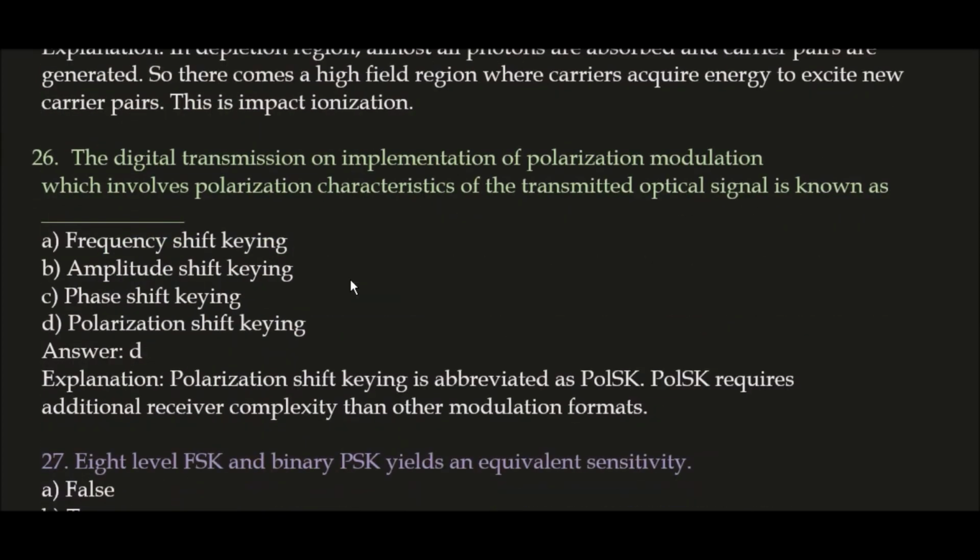Okay. Next question. The digital transmission implementation of polarization modulation, which involves the polarization characteristics of the transmitted optical signal, is known as, correct answer is option D, polarization shift keying.